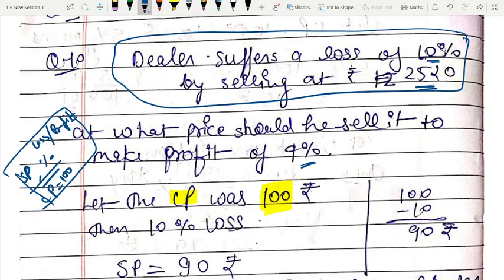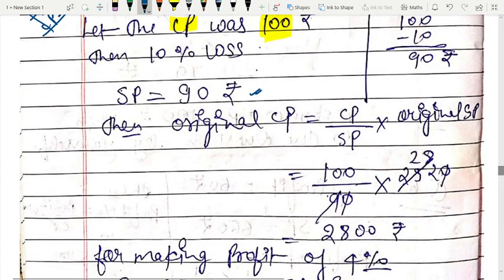If it is clear, just say yes in the comment box. Then 10% is loss here, so 10% loss for an assumed 100 rupees cost price. You know very well that if loss is 10%, the selling price will be 90 rupees for 100 rupees cost price. We are looking to find the original cost price, but we have assumed cost price as 100 rupees.